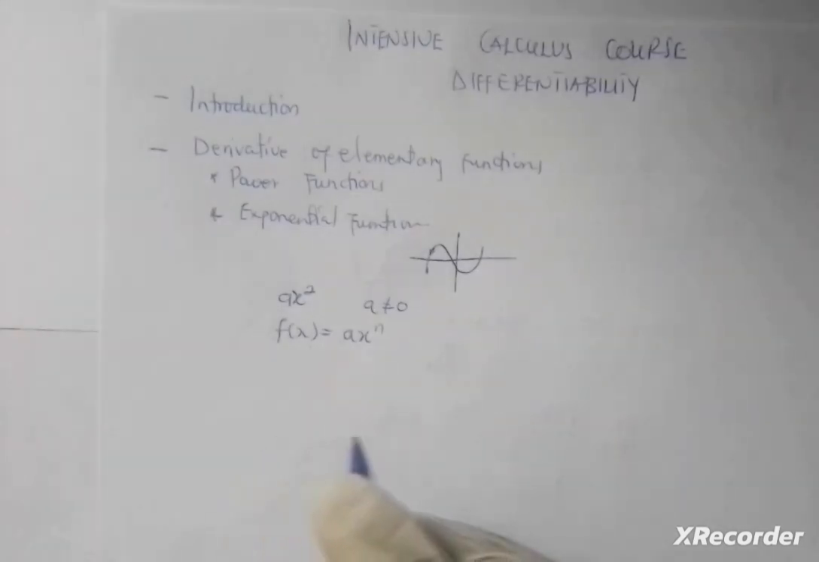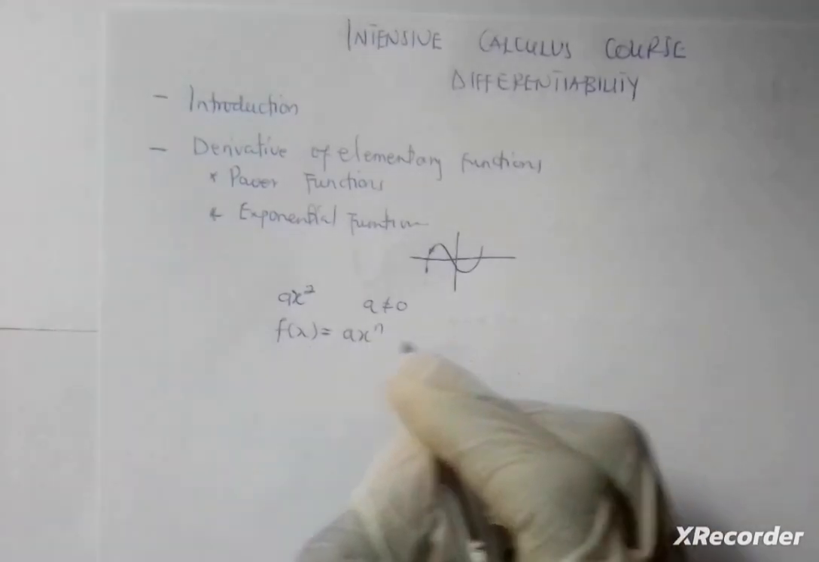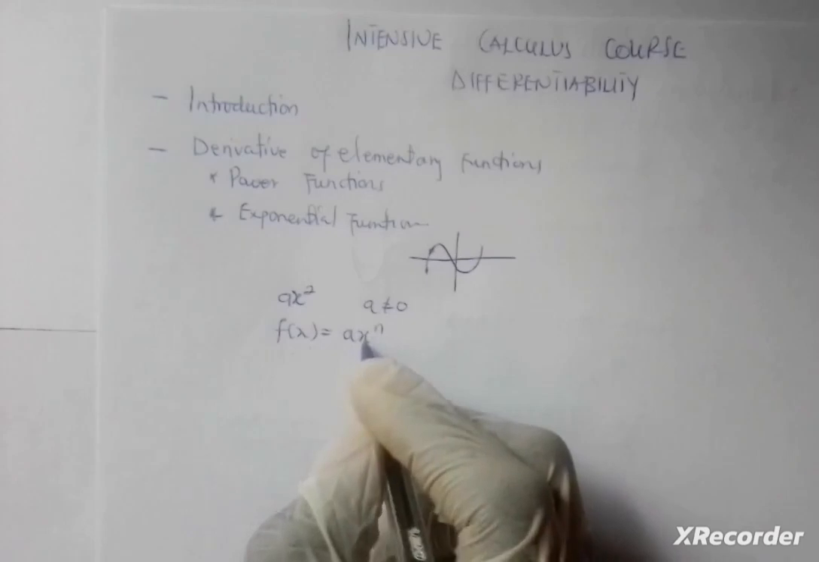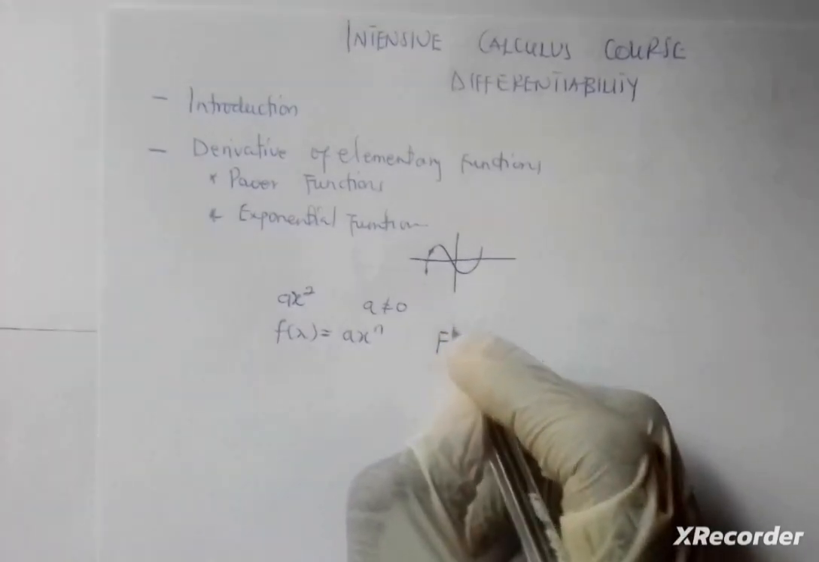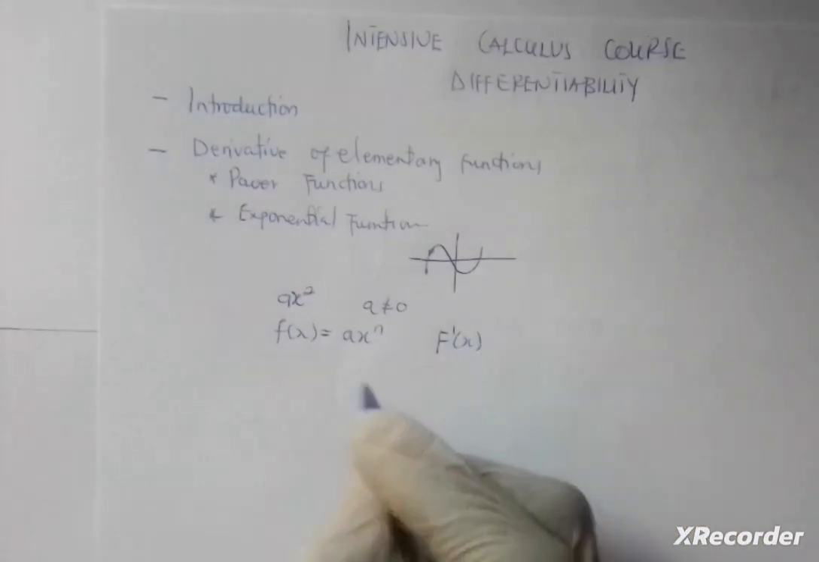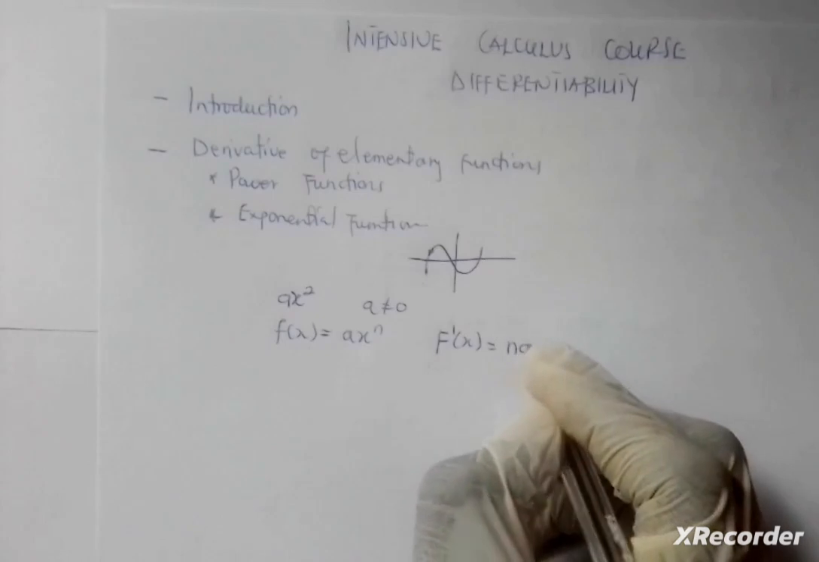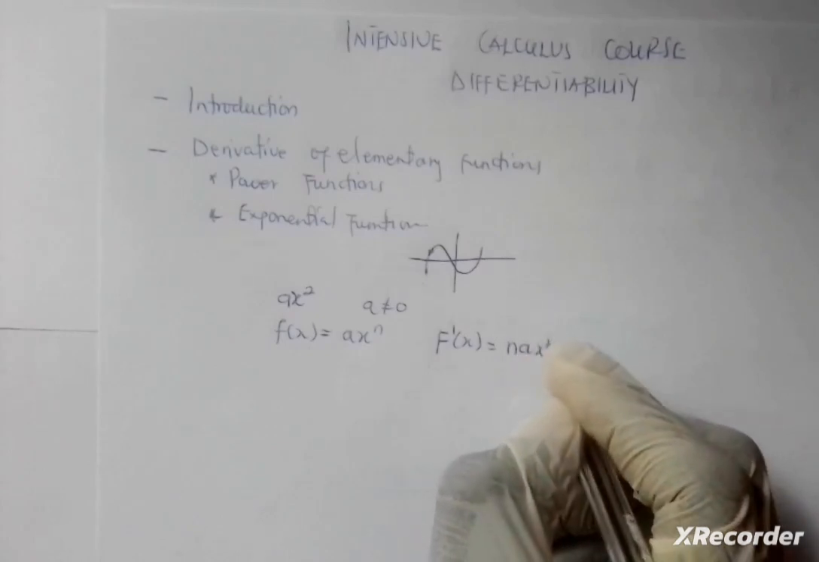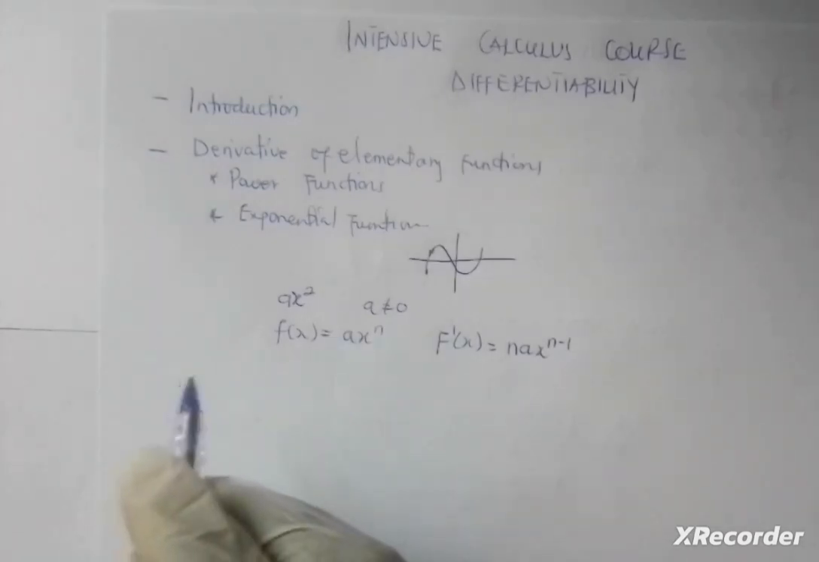What you are going to do is multiply the power n by your whole expression, then subtract 1 from the power. So f prime of x, which is the same as the derivative of the function, is simply equal to n a x to the power n minus 1. f prime of x is equal to n a x to the power n minus 1. So this is the derivative of power functions.